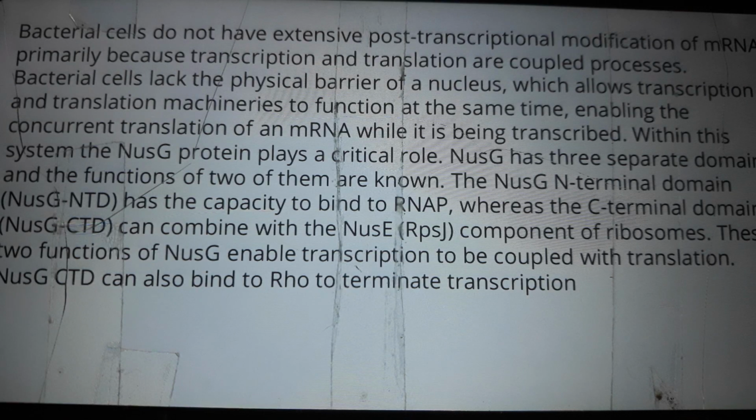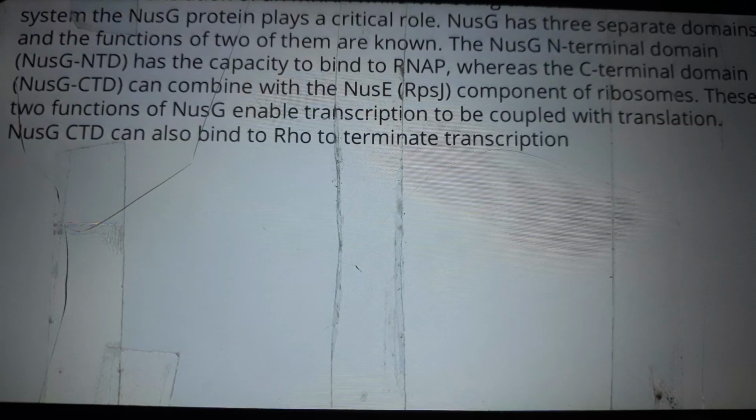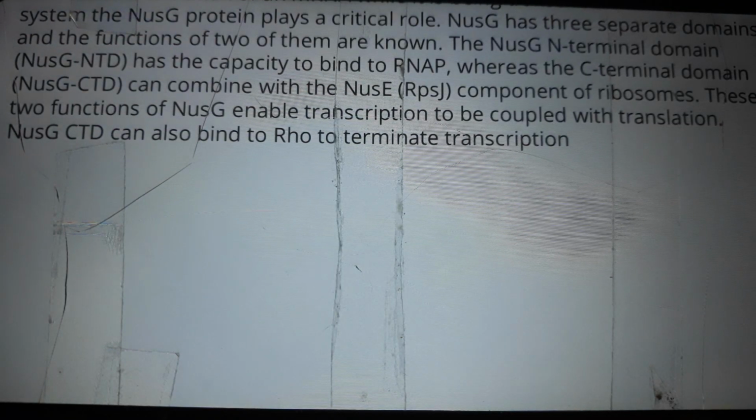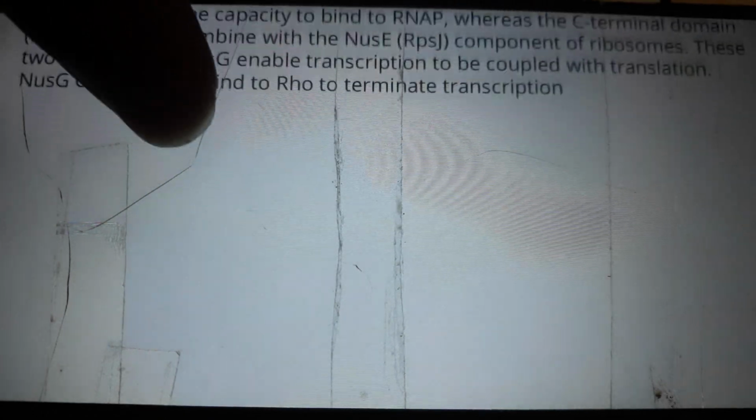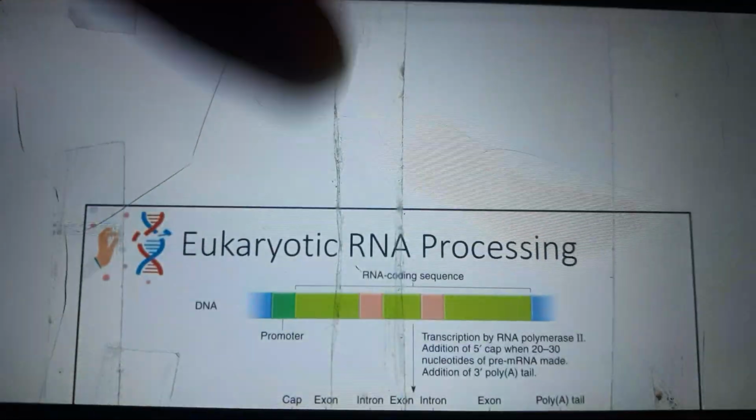The NusG protein plays a critical role. NusG has 3 separate domains and the functions of 2 of them are known. The NusG N-terminal domain, NusG NTD, has the capacity to bind to RNAP, whereas the C-terminal domain, NusG CTD, can combine with the NusE rpsJ component of ribosomes. These 2 functions of NusG enable transcription to be coupled with translation. NusG CTD can also bind to Rho to terminate the transcription.